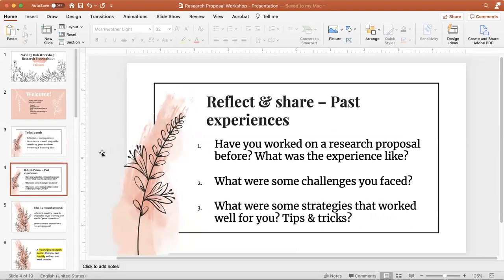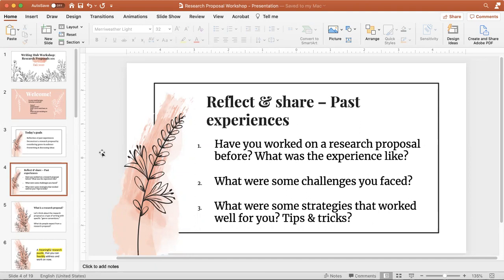All right, so reflecting and thinking about your past experiences. Feel free to think through these questions and take down some notes if you would like. The purpose of this exercise is to really think about how your previous experiences have provided you with some lessons or tips, strategies that you think you learned and you want to continue using.